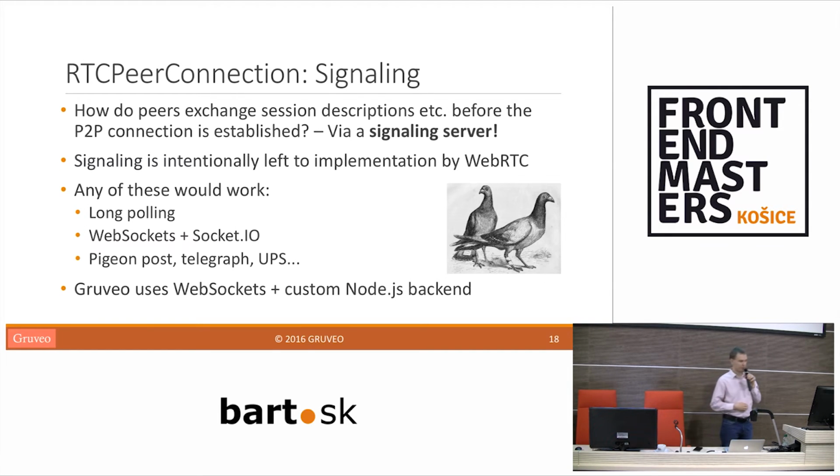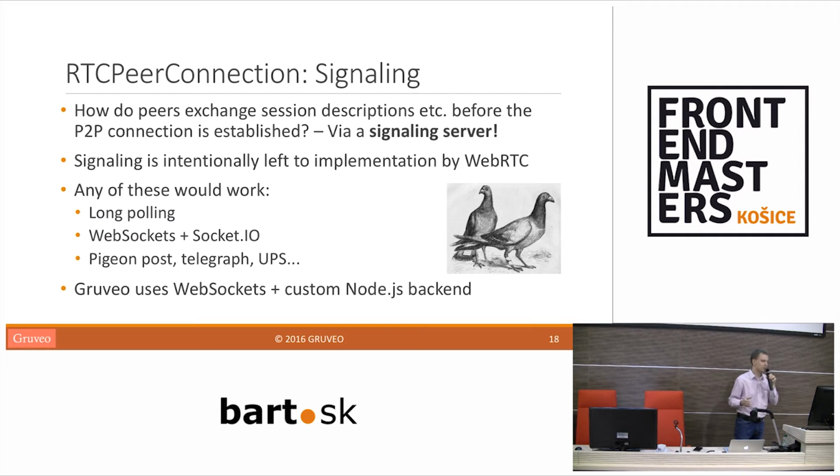The question is, before we establish a peer-to-peer connection between peers, how exactly do we exchange information like session descriptions between those peers? And the answer is simple, via a signaling server. Remember on the earlier diagram I showed you the signaling part? That's used exactly to enable exchange of information between peers when there's still no peer-to-peer connection.